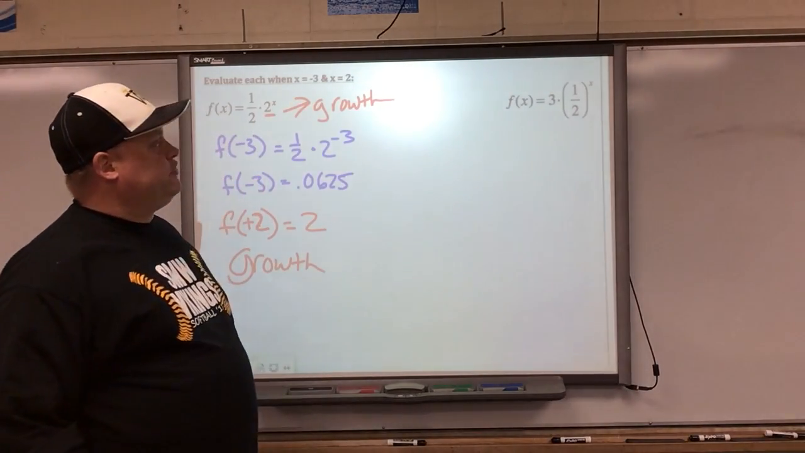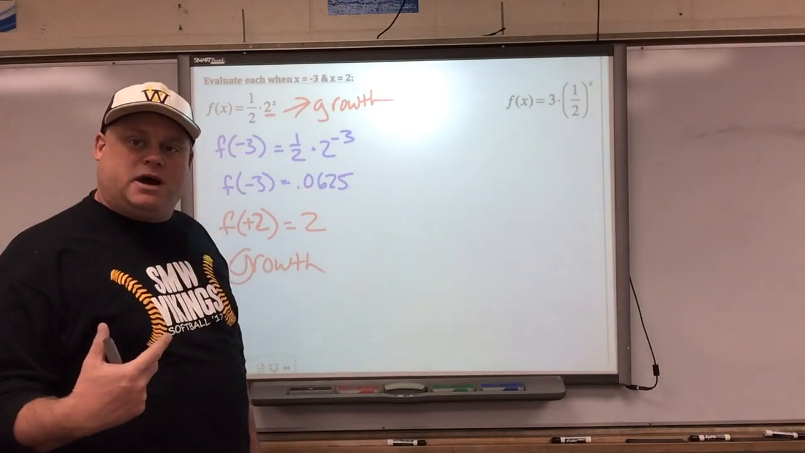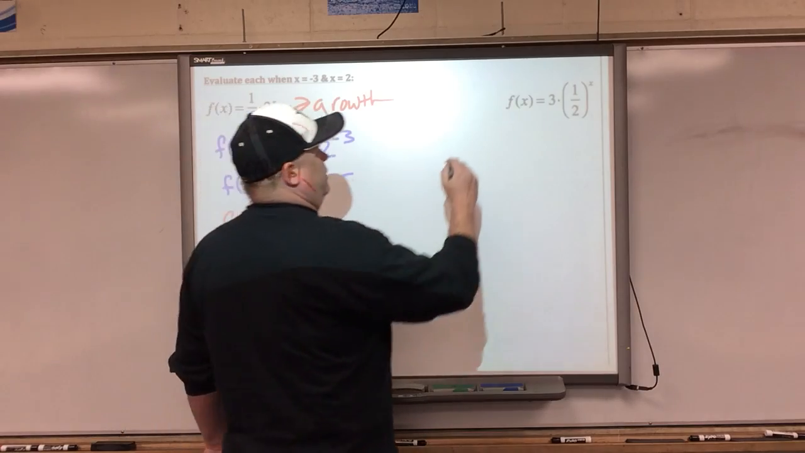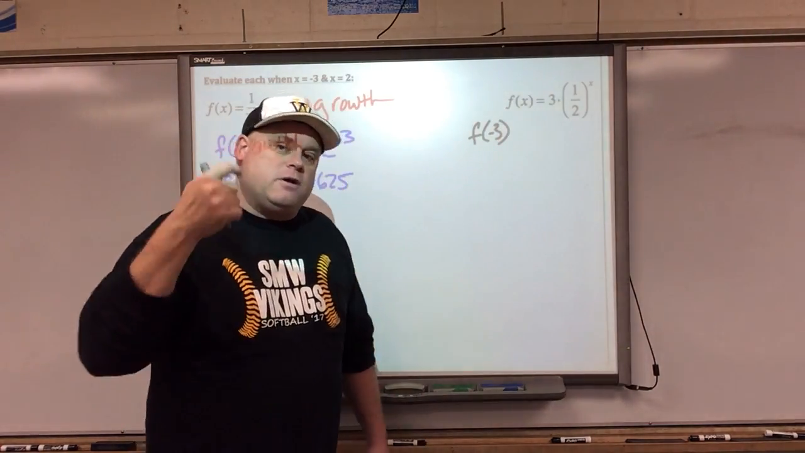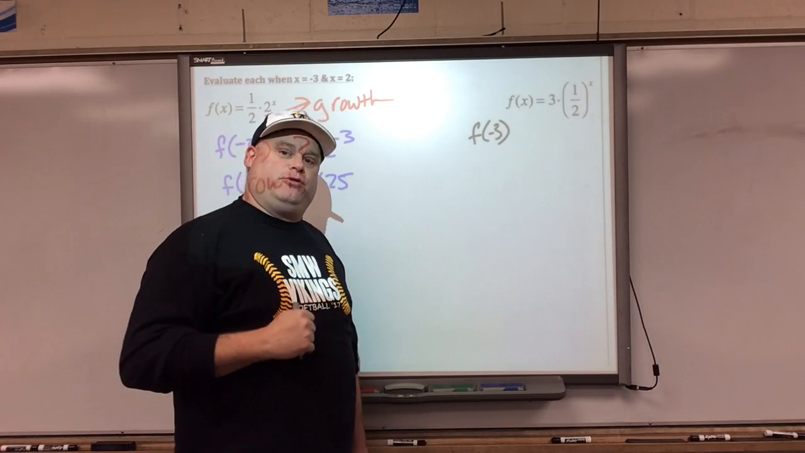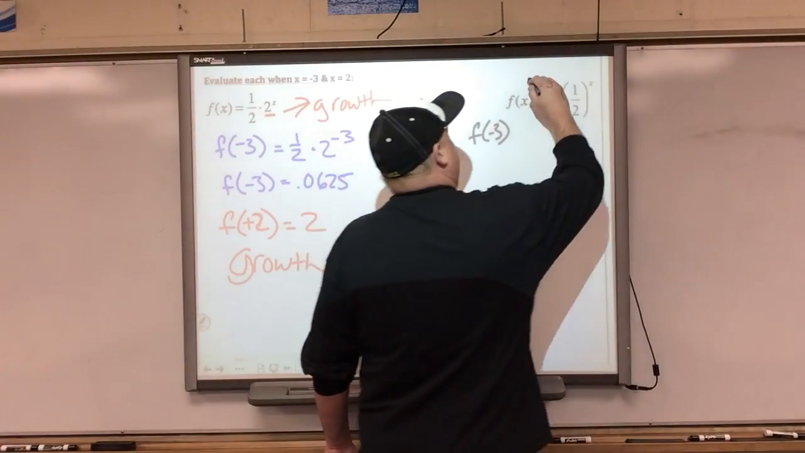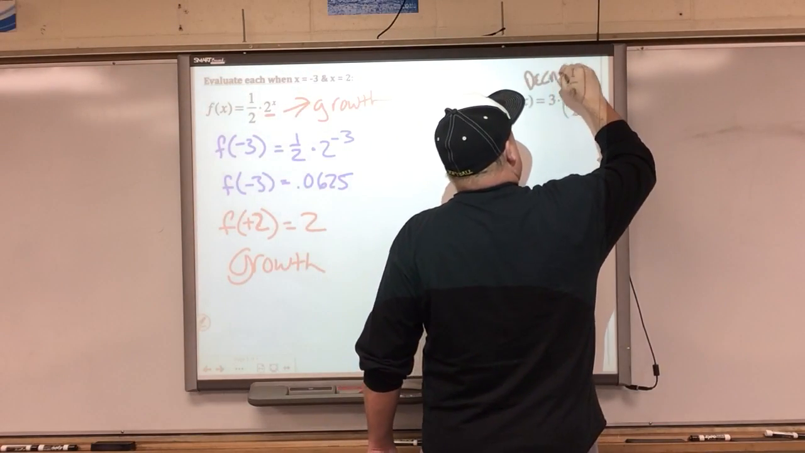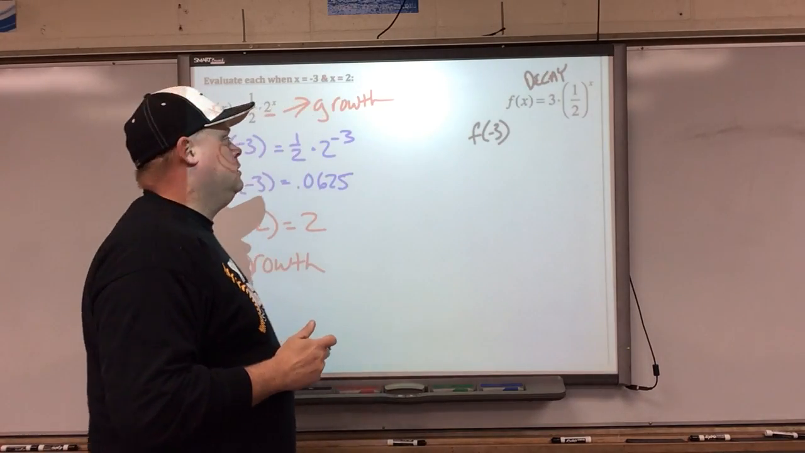Now, look at the next one. f of x equals 3 times, inside parentheses, 1/2 raised to the x power. I still want to evaluate it for -3 and 2, but in your head right now, is this growth or decay? It should be decay, right? Let's put it up here and see if we're right. I think we are, but let's see.